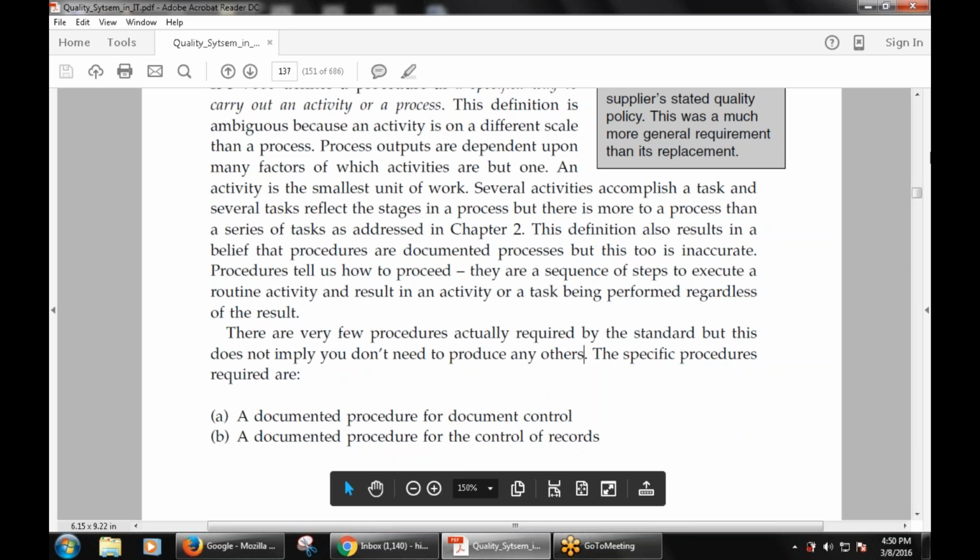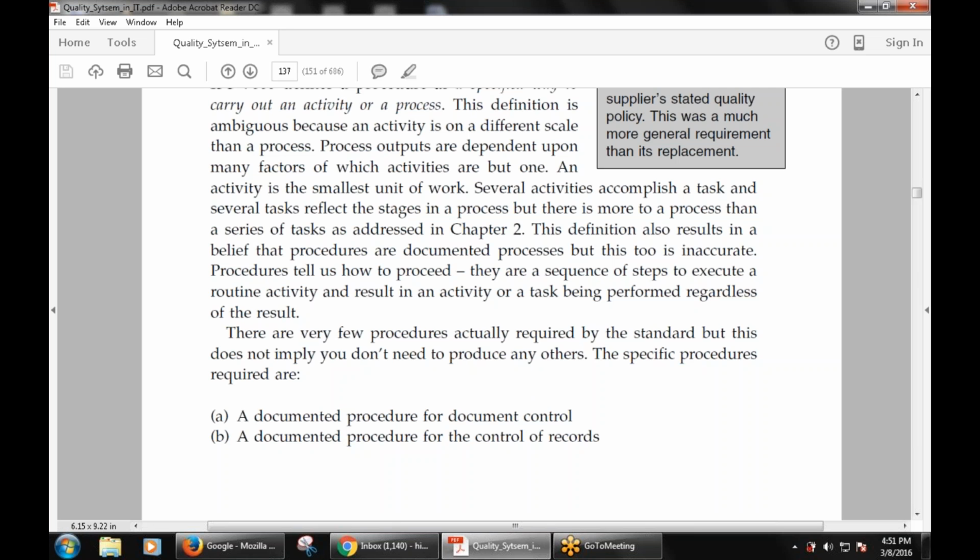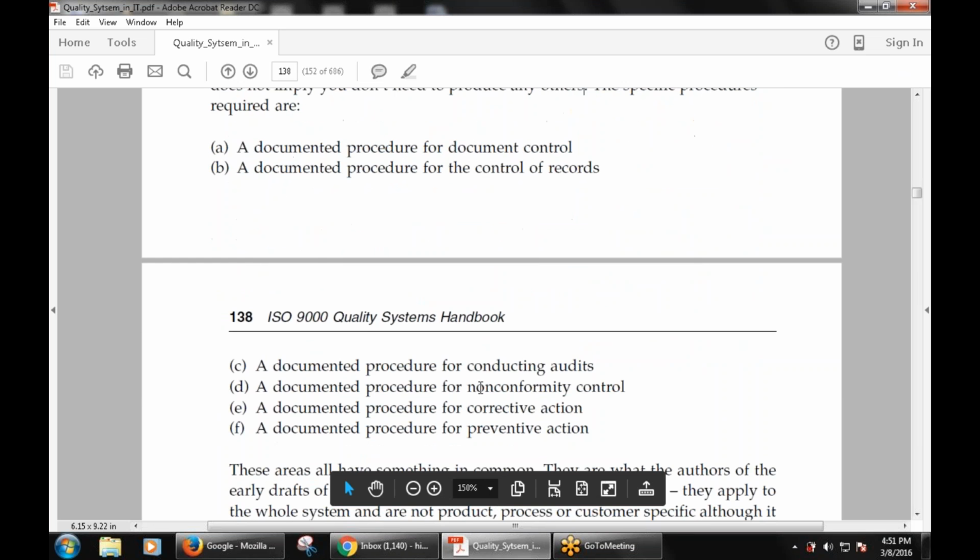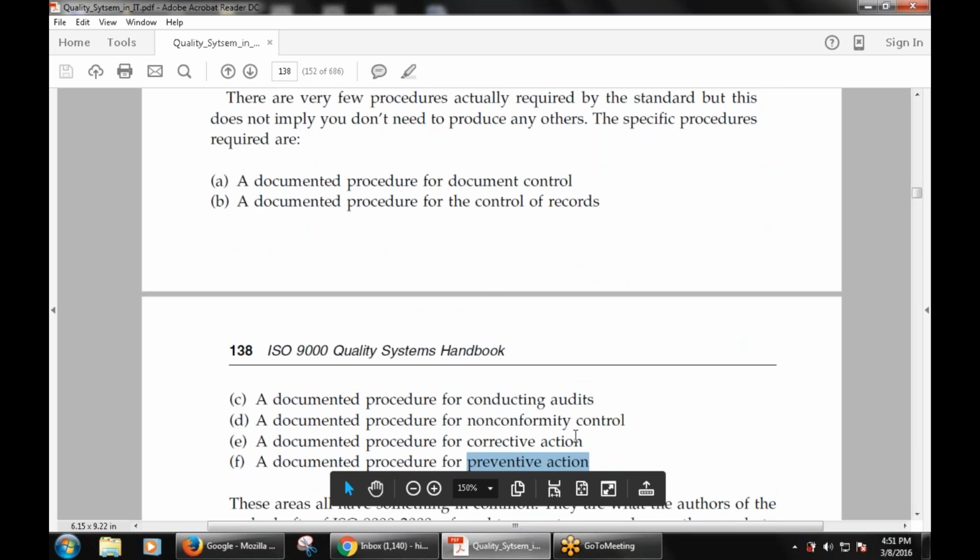So what are the specific procedures that are required? A documented procedure for document control. A documented procedure for the control of records. One for conducting audits, then non-conformity control, then corrective action, then preventive action. So these are the various procedures that will be carried out with the various controls.